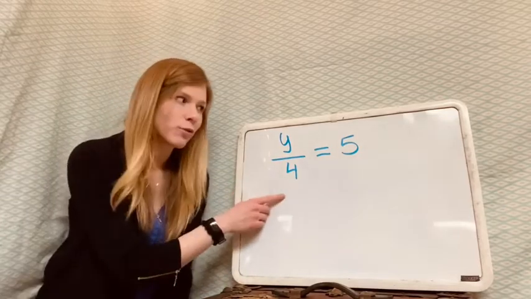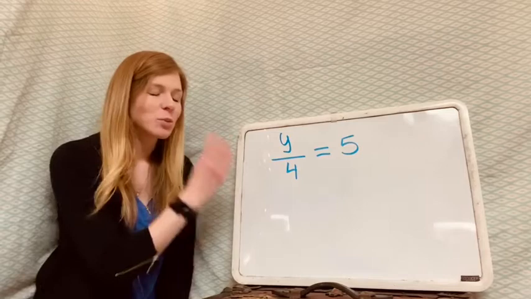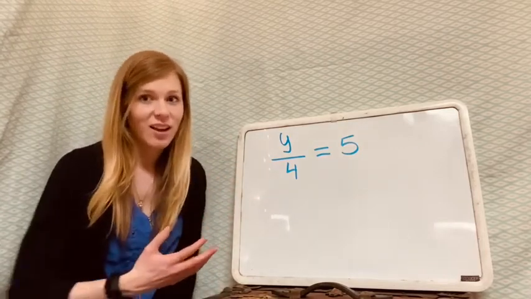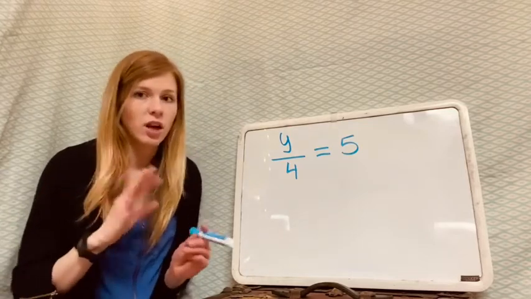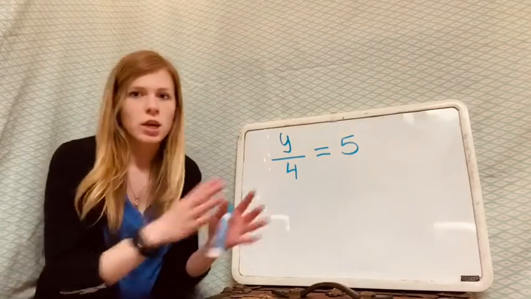I've got my fourth example ready. y over 4 equals 5. Okay, some of my students will look at this and freak out because they see a fraction. And they don't like fractions, they run away from fractions. I don't know what happened in the past between them and fractions. It just didn't end well, I guess.